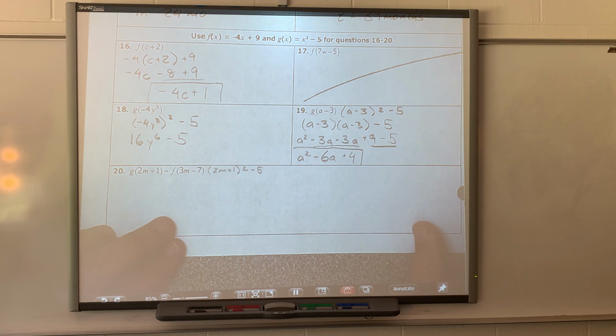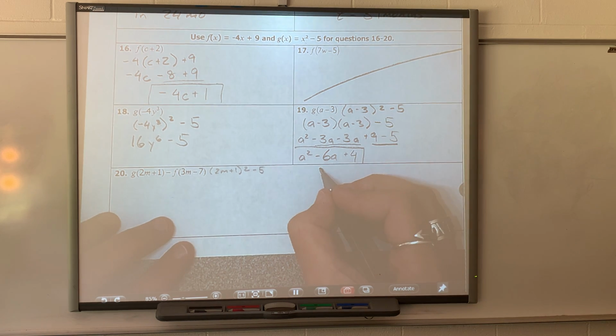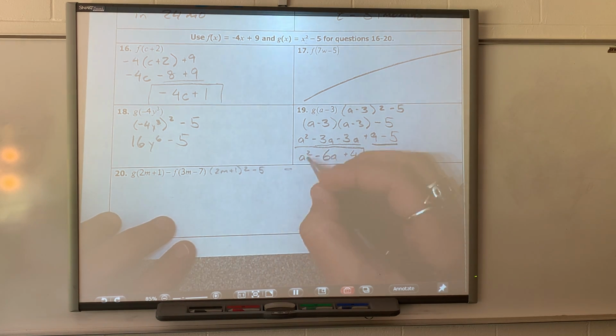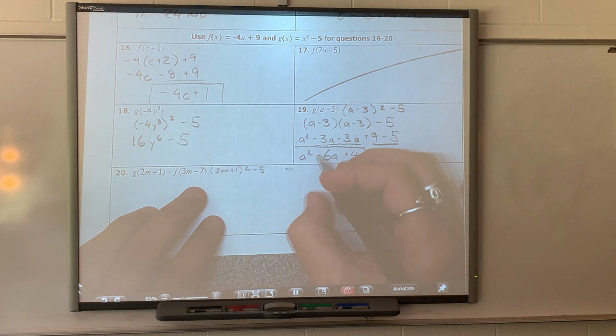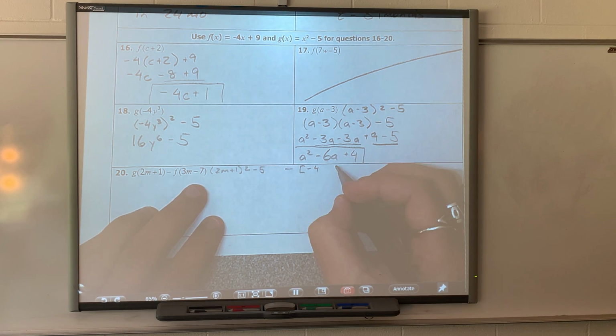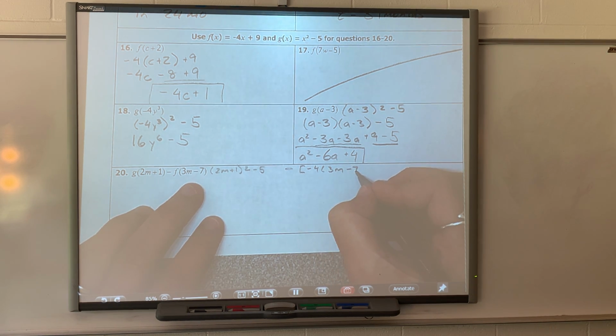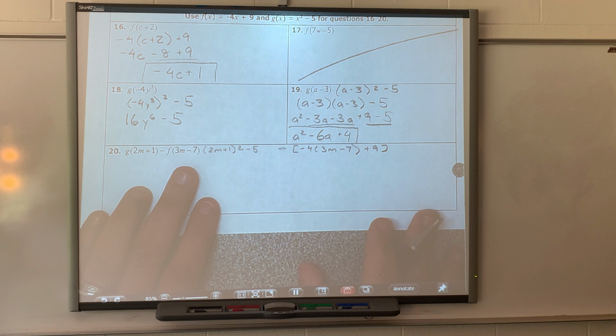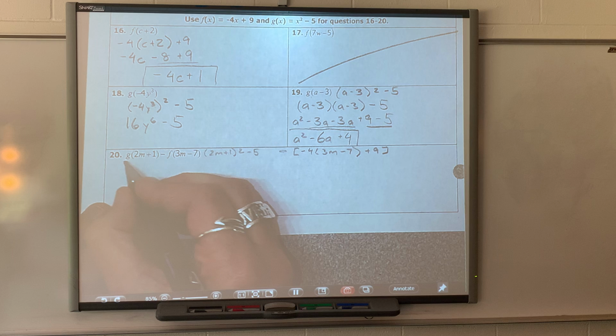That's G, yes? And then I'm going to leave some space, minus, and then F is -4 in brackets, -4 times 3m minus 7, and then plus 9 at the back, inside the bracket, because that's that whole problem right there. This is really what I have. Everybody okay?